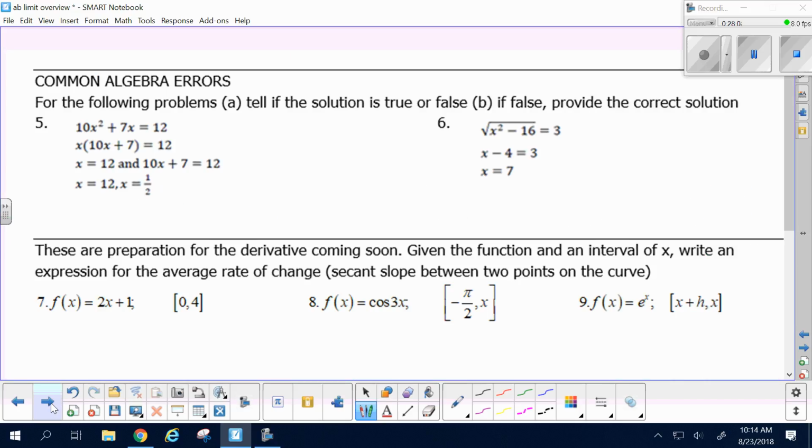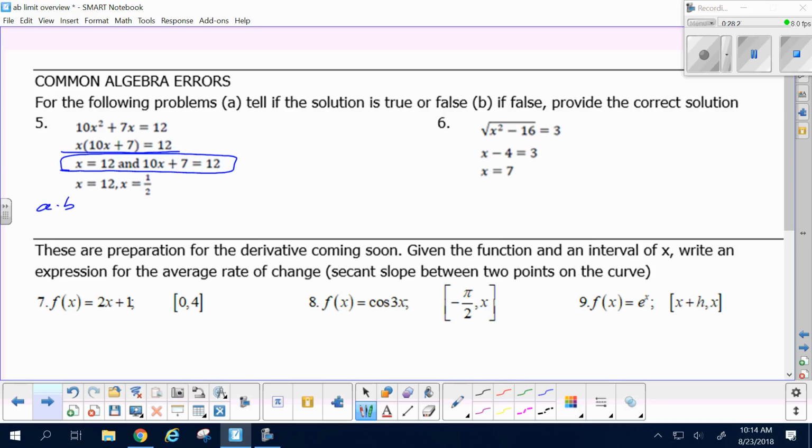Next. These are very common algebra errors, trying to help us out before we get to calculus. A lot of calculus errors are not because the calculus is hard. Calculus is easy. The algebra sometimes is hard. So this is fine. This is garbage.